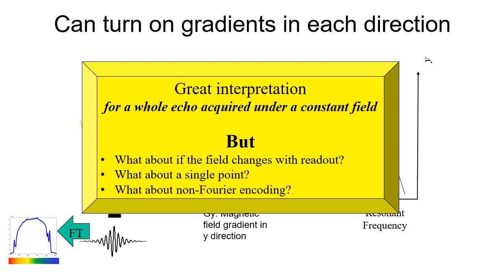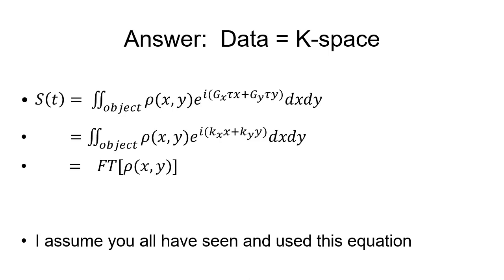And also non-Fourier encodings are hard to understand this way. So how do we understand them? Of course, the answer is that our data, our MRI data, are actually points in k-space. Everybody knows this. And these are the equations that show that.